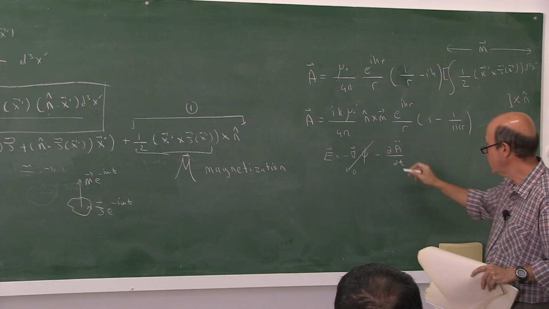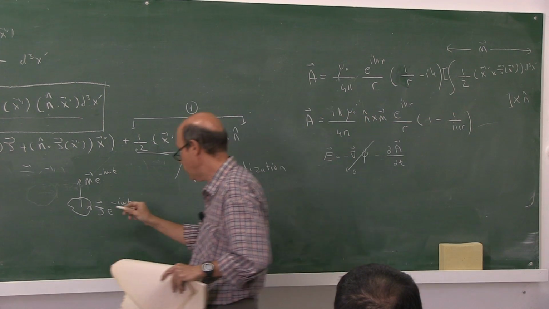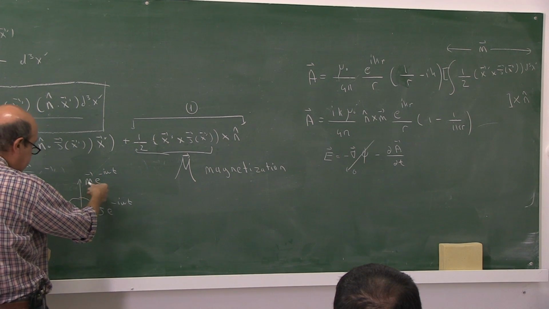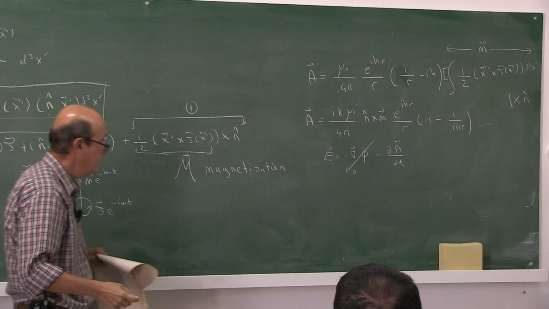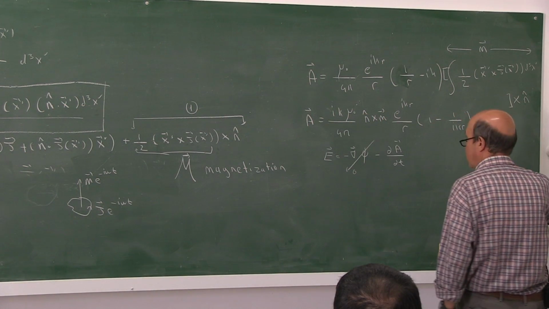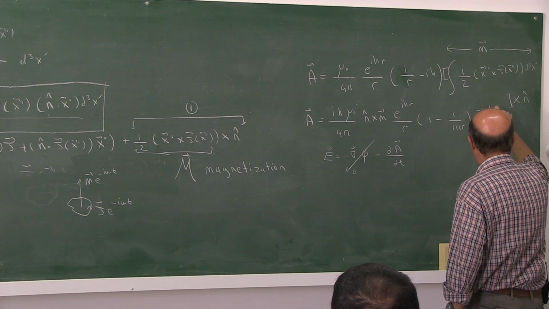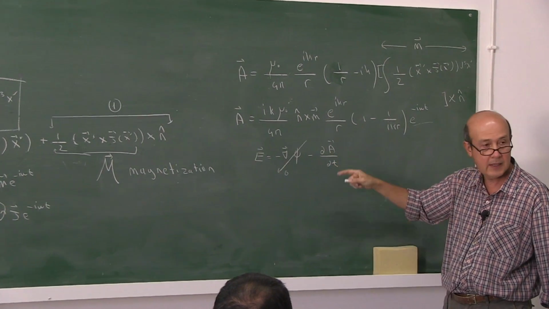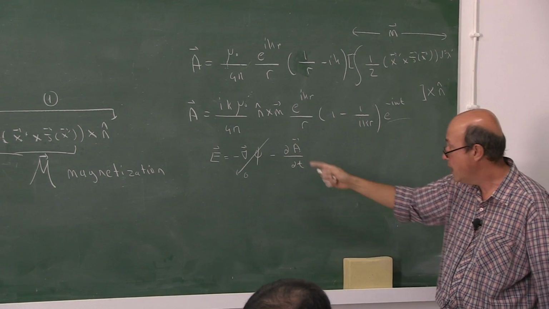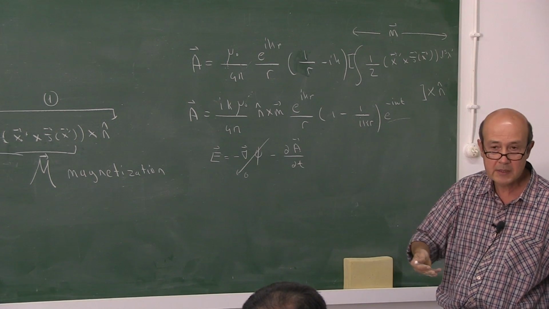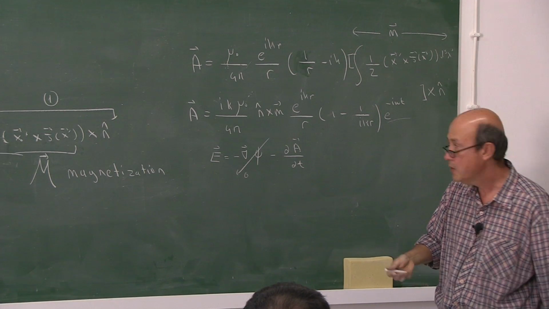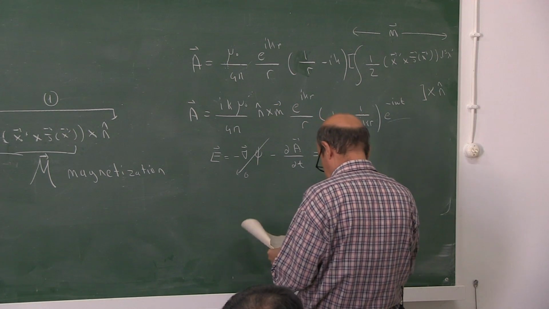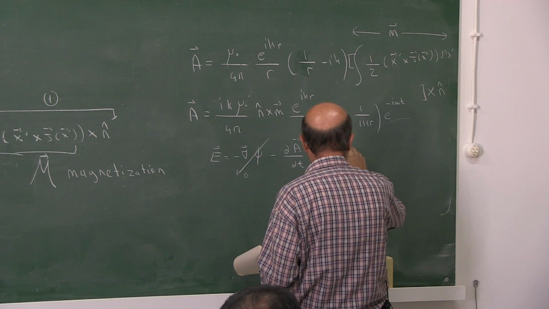And what I can write instead of del over del t, I know that my source is oscillating at some frequency omega, and the magnetic dipole moment is oscillating at some frequency. And if you want to write this in a time dependent form, all you have to do is multiply by e to the minus i omega t. So this is position and time dependent. And here you have to write the derivative of this in general. And you know that del over del t will be replaced by minus i omega. So basically the electric field is very simply plus i omega A.